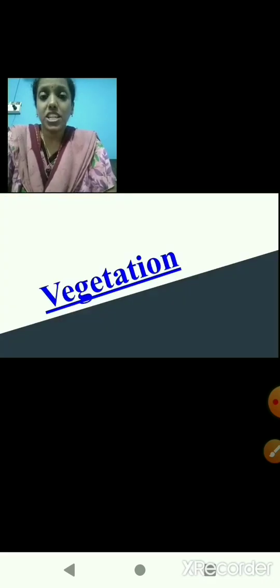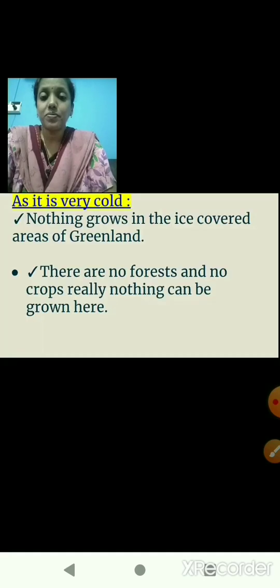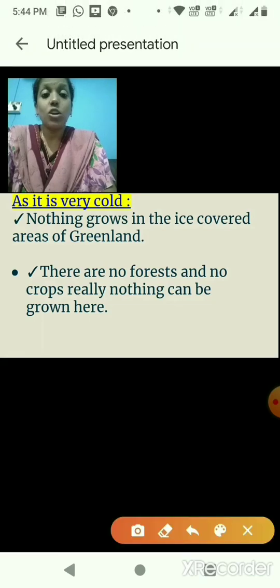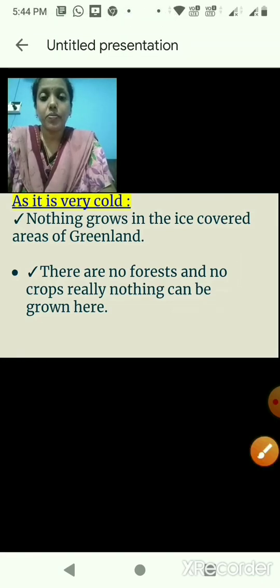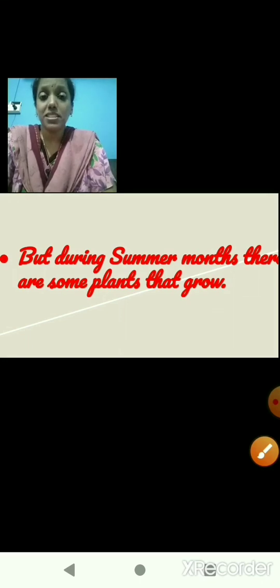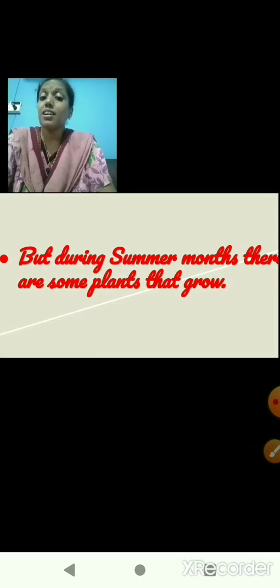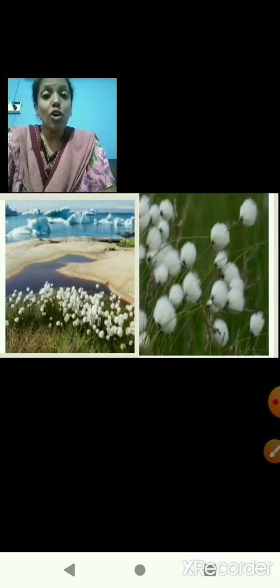Now we'll see the vegetation of Greenland. As it is very cold, nothing grows in the ice-covered areas of Greenland. There are no forests and no crops. Really, nothing can be grown here. But during summer months, there are some plants that grow, such as cotton grass. Cotton grass grows during the summer season in Greenland.